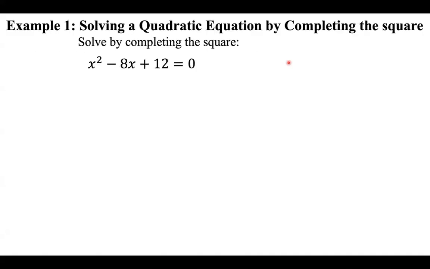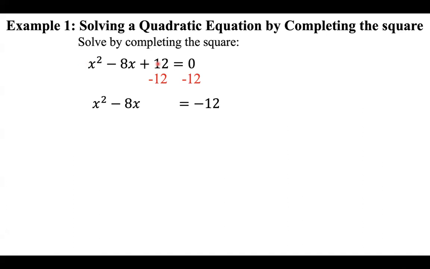Let's look at example 1 here. In example 1, you can notice here that our a value is 1. So step 1 is automatically done. Step 2 tells us to take the constant number, which is that positive 12, over to the other side. And to do that, we subtract 12 on both ends.